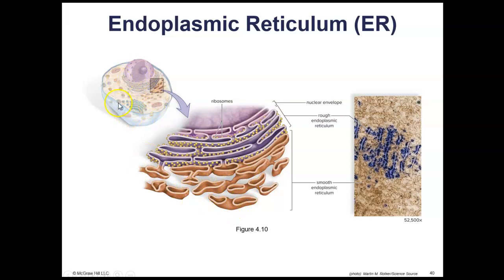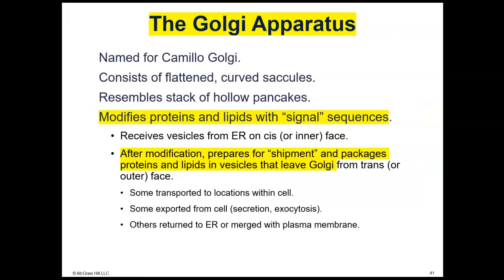And then if you look at the animal cell, it goes the nuclear envelope, the rough ER, the smooth ER, and then the Golgi, and then the vesicles. That's the endomembrane system. The Golgi apparatus takes the products of the endoplasmic reticulum and packages them up. It can modify them a little bit. So it'll modify proteins and lipids with signal sequences, and then after modification, it will prepare them for shipment, meaning that it will put them into a vesicle.